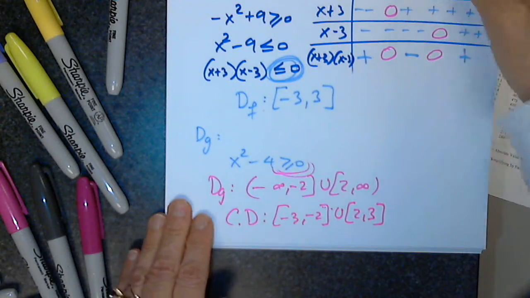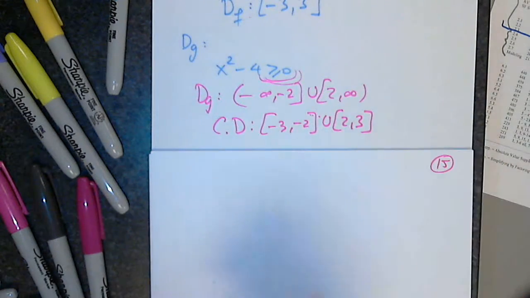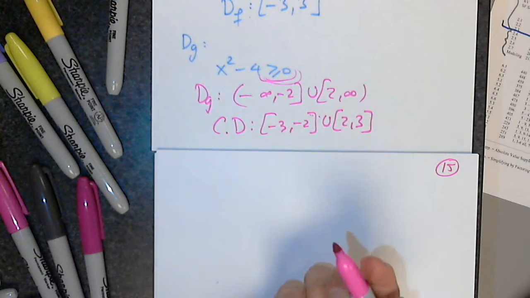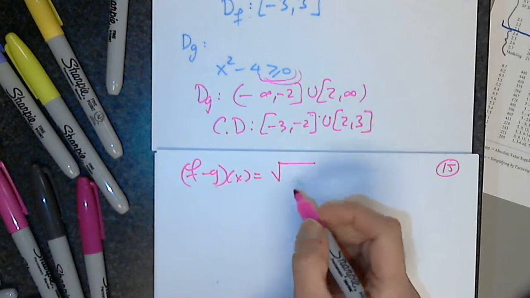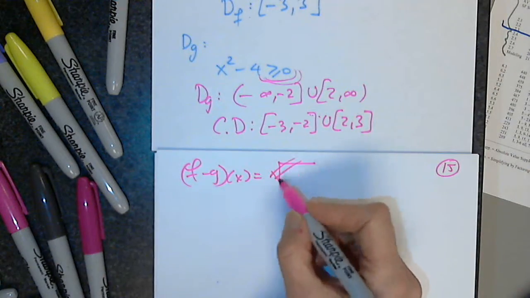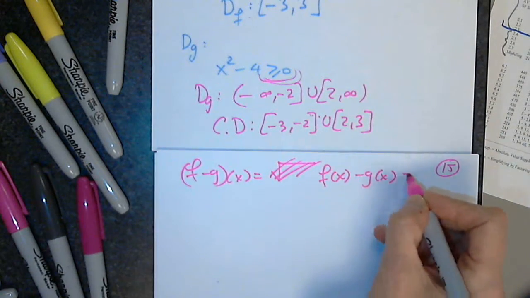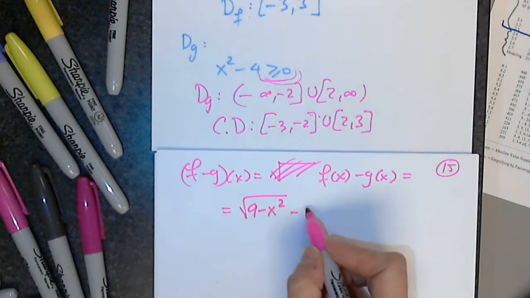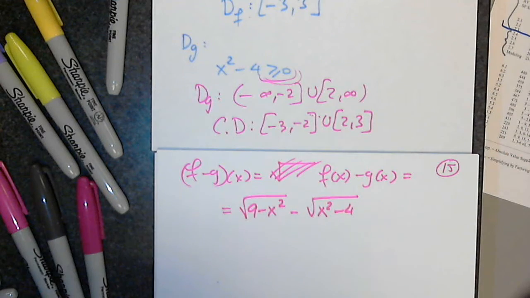So let's create one function and then we'll stop. Which function would you like to create? Let's say the difference. So f minus g of x will be the square root. I should write it. I don't want you to get into the habit of just copying it. So I will write the square root of 9 minus x squared minus the square root of x squared minus 4, because we can't do anything to it anyway. And that will be the end of it.